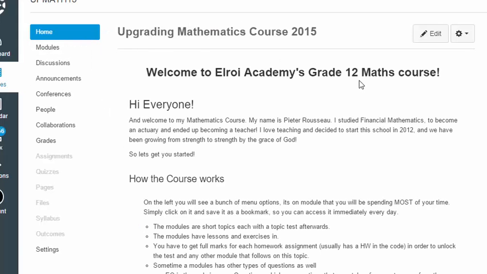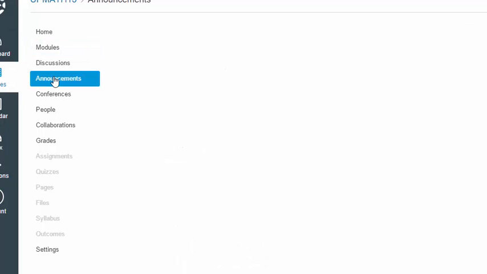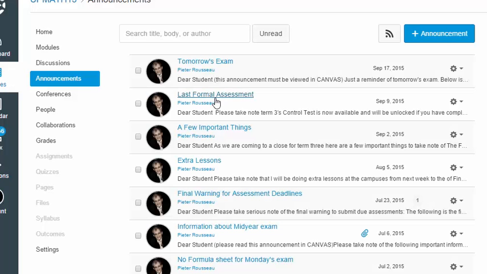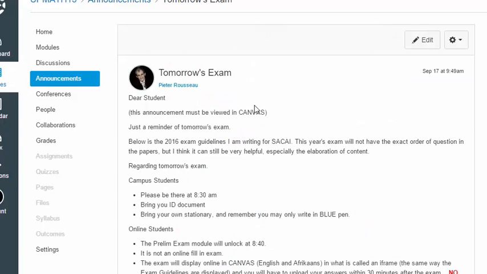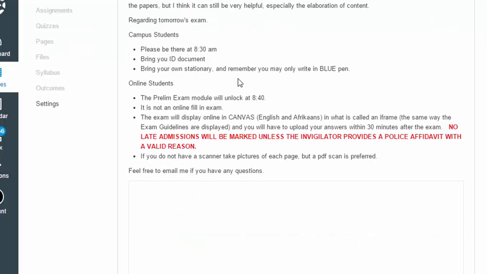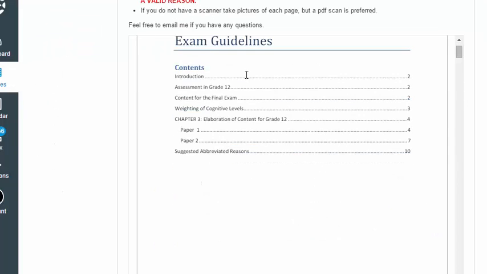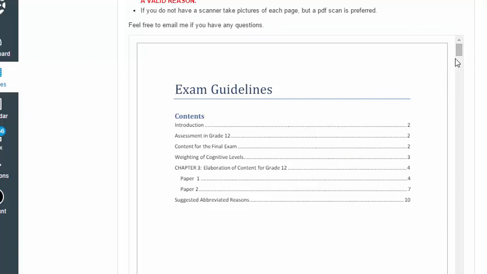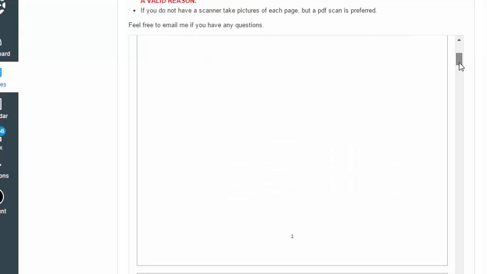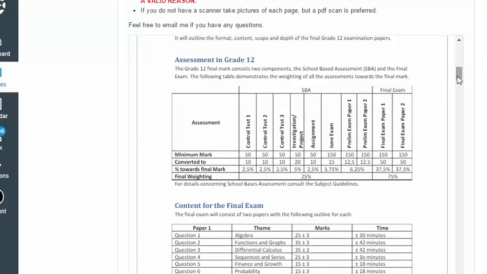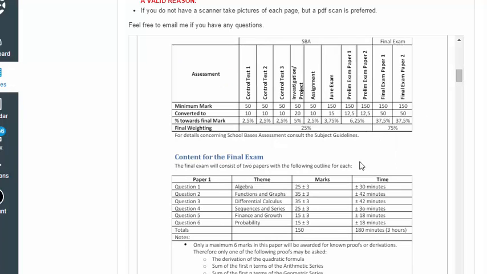In the course under modules, under announcements, before the previous exam, I sent an announcement. Tomorrow's exam is this one, yeah, with a few information about the prelim exams. But together with that, I sent an exam guideline, and in this guideline I give you a breakdown of the exam. So you'll see there the breakdown of the exam.